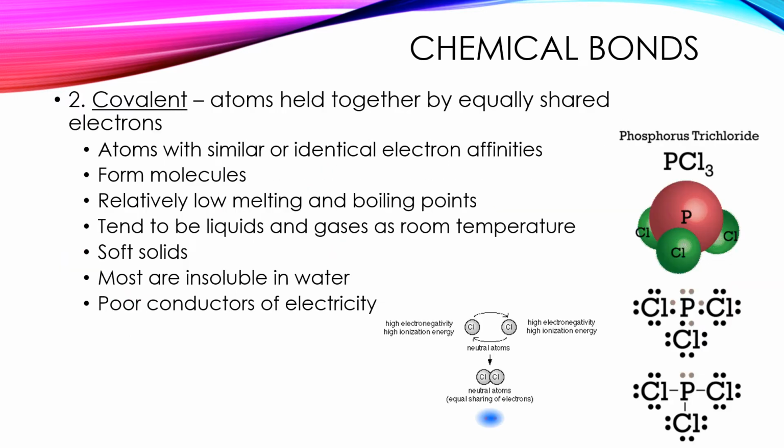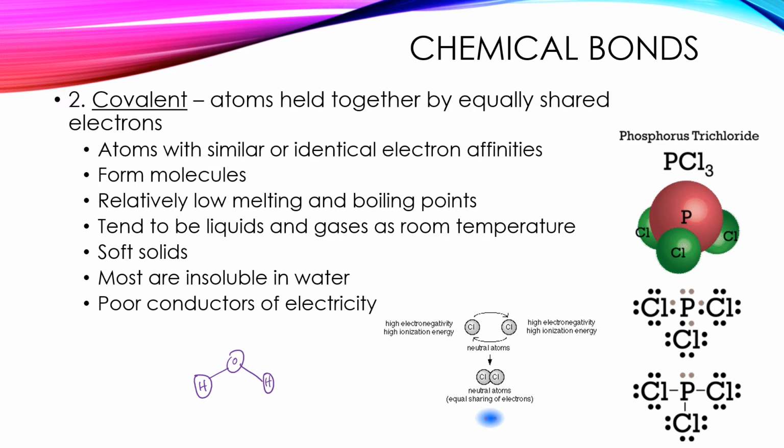Moving on to covalent bonds. While ionic bonds are transfers of electrons, covalent bonds are sharing of electrons. So we've got atoms with similar or identical electron affinities or similar or identical electronegativities as well. These are going to form molecules. So now, instead of having those crystal structures, we have actual individualized molecules, so something like water.